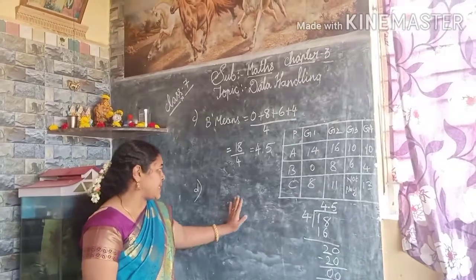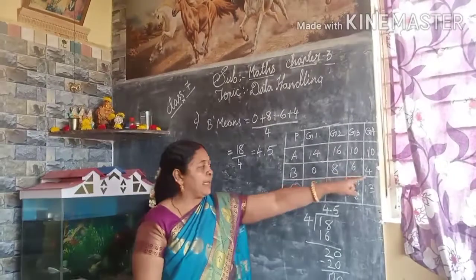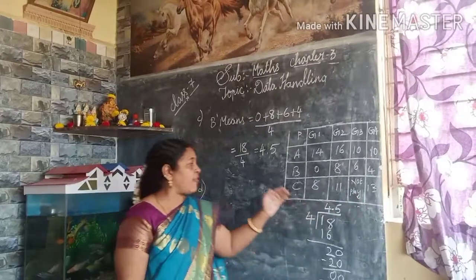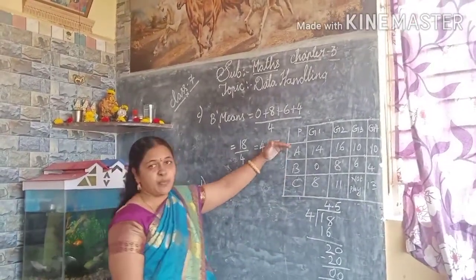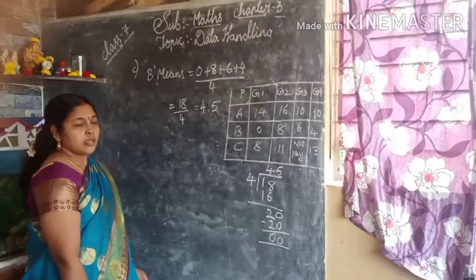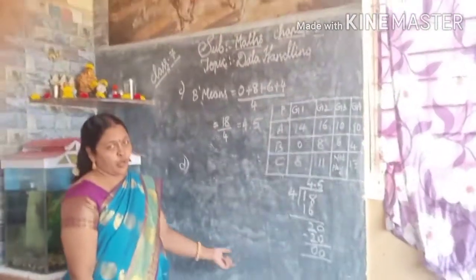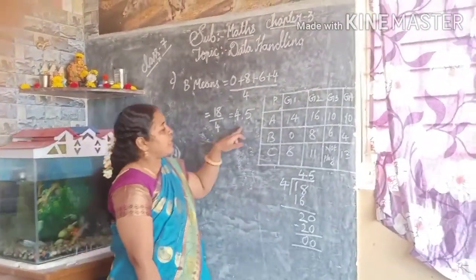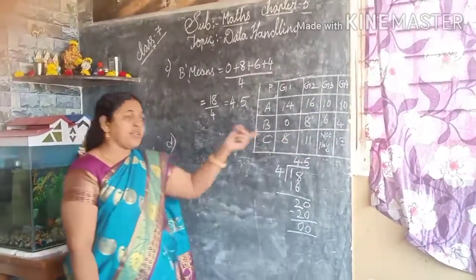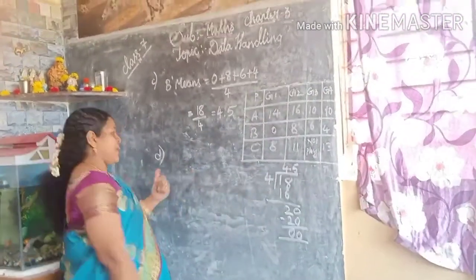Now the last question is, who is the best performer? To find out who is the best performer, we have found the mean of A and also we have found the mean of B. But we have not found the mean of C. Once you find the mean of C, we will be able to recognize who is the best player among all the three. So let us find the mean of C and then see who is the best performer.